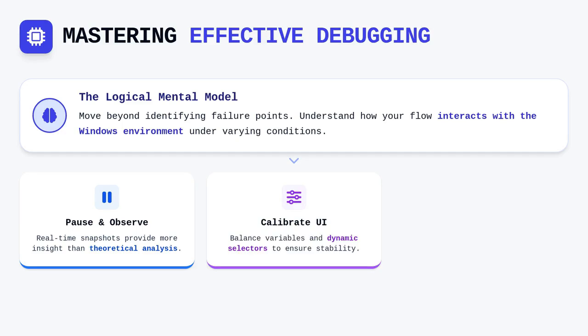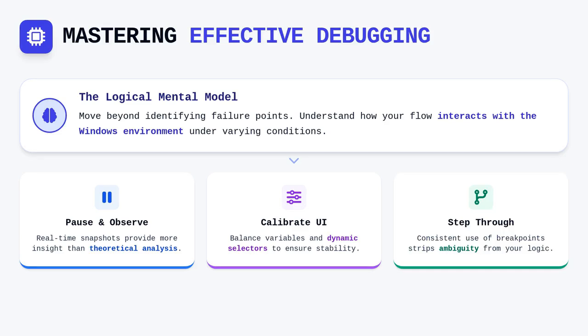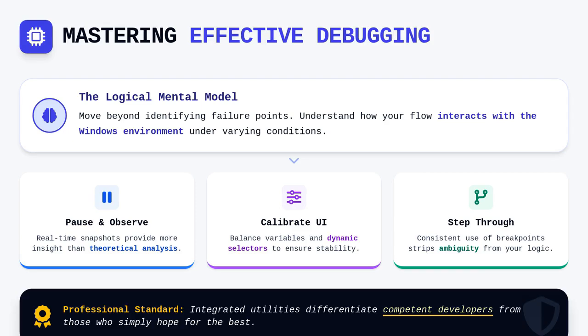By observing the interplay between your variables and the active UI window, you can determine if the selectors you have defined remain stable or if they need to be calibrated to account for dynamic elements. Consistency in using breakpoints and stepping through logic will eventually strip away the ambiguity of your automations, replacing frustration with a deep understanding of your code's behavior. Relying on these integrated utilities is a professional standard that differentiates a competent developer from someone who simply hopes for the best during execution.